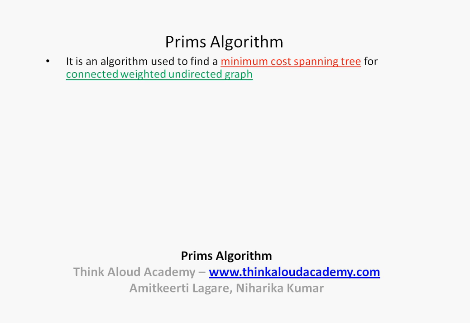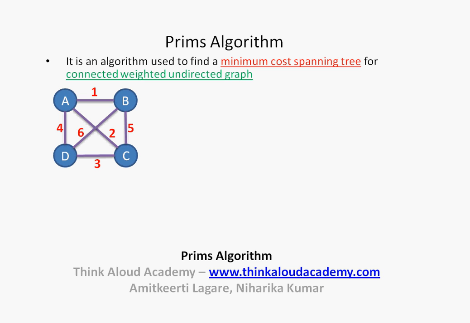Now, Prim's algorithm is an algorithm that is used to find a minimum cost spanning tree for a connected, weighted, undirected graph. I guess there are a lot of words here, so let's try to see. Now, this is a graph. This is connected because all the vertices of the graph have some edge connecting all of them. It is weighted because the edges that connect these vertices have numbers on top of them.